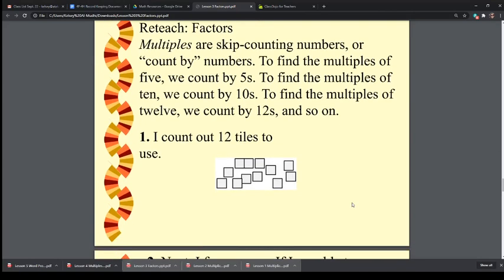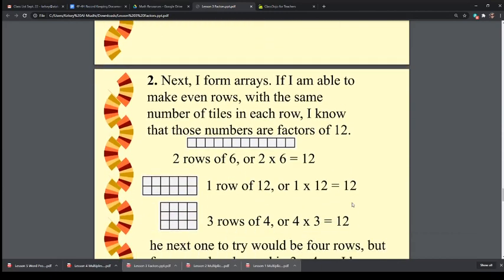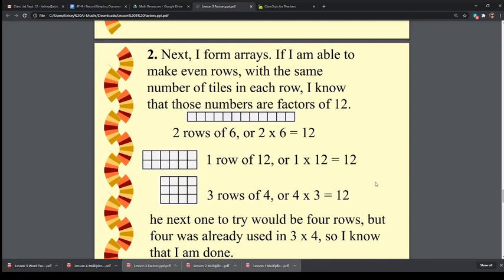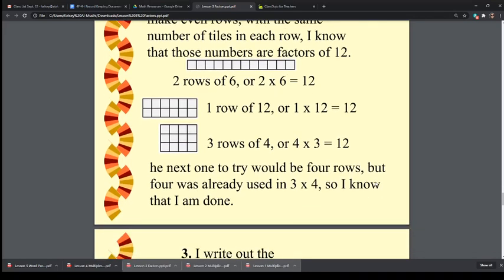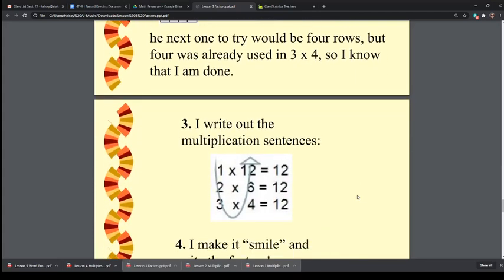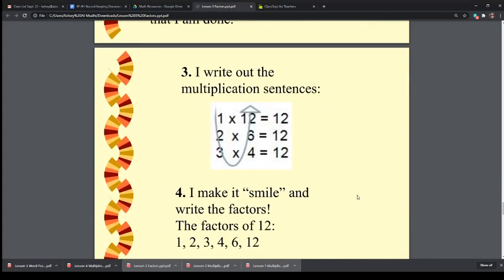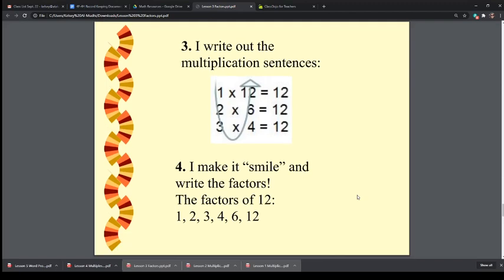I count out 12 tiles to use. Next, I form arrays. If I am able to make even rows with the same number of tiles in each row, I know that those numbers are factors of 12. So 2 rows of 6, or 2 times 6. 1 row of 12, or 1 times 12. 3 rows of 4, or 4 times 3. Next one to try would be 4 rows, but 4 is already being used by 3 times 4, so I know that I'm done. I write out the multiplication sentences. I make it a smile and write the factors. The factors of 12 are 1, 2, 3, 4, 6, and 12.